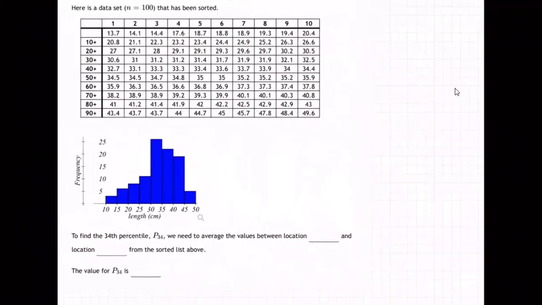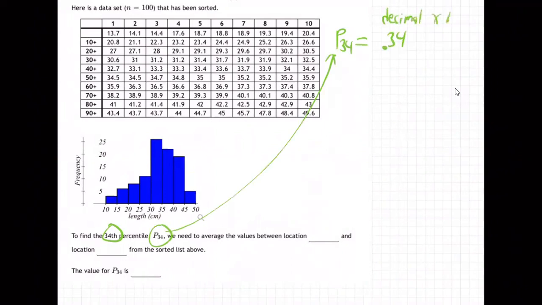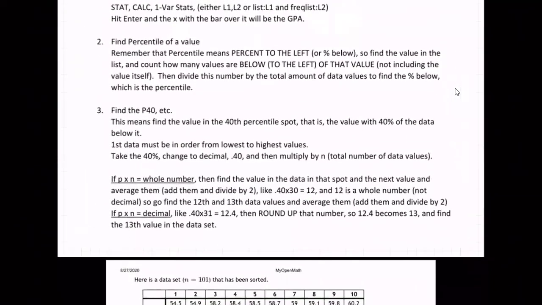I want to find P34. So I change it to a decimal times n. And what is n? In this case, it's 100. So that comes out 34, because multiplying by 100 just moves the decimal 2 places. So it comes out a nice clean 34. So that makes sense. That's the first step, the decimal times n. So 0.34 times 100. That's what it says. Take the decimal and then multiply by n.